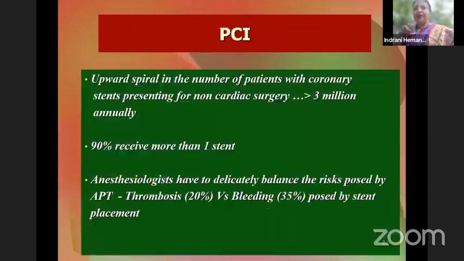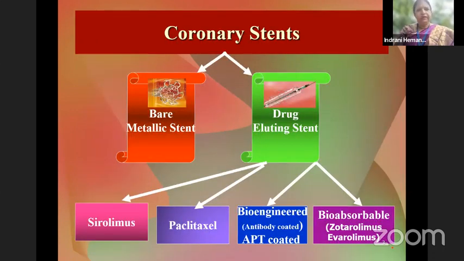Well, there is an upward spiral in the number of patients with coronary stents presenting for non-cardiac surgery. And to this day, we are talking about more than 3 million people annually presenting with coronary stents for non-cardiac surgery. 90% of them receive more than one stent. And the problem with this is the anesthesiologist have to delicately balance the risks posed by antiplatelet therapy. On one hand, you have thrombosis, and on the other hand, you have bleeding posed by the stent placement.